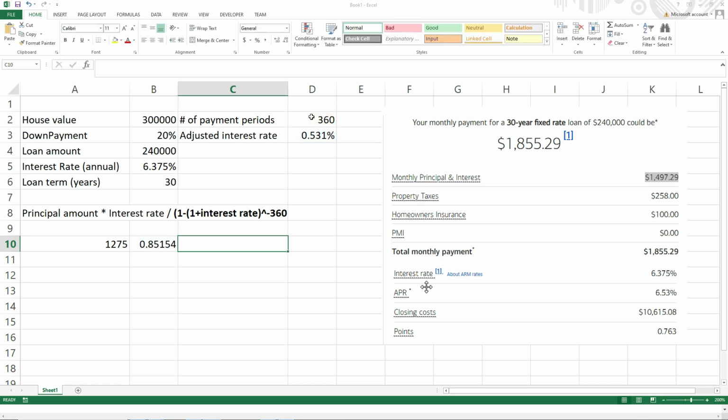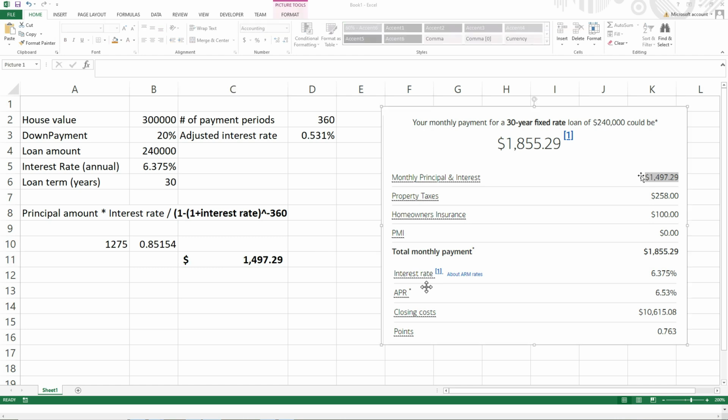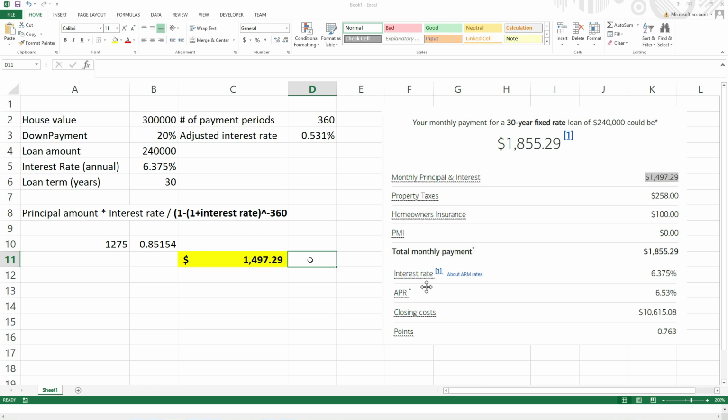Let's enter this, and now I am simply going to divide this 1275 by this to find out our result, which is 1497.29, and this result is exactly the same as what Bank of America's mortgage calculator has given us. If you want to verify, you can use this approach to check that the mortgage payment your bank is giving you is really correct or not.